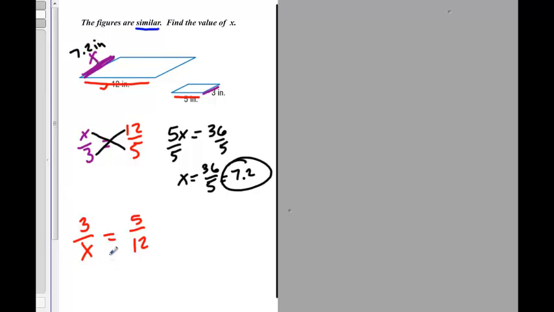Do you get the same thing with this one? Well, sure. Look at it. You cross multiply, you're still going to have x times 5, and you're still going to get 3 times 12. So the consistency is the important thing. This will still give you the same 7.2. Hopefully that works for you.